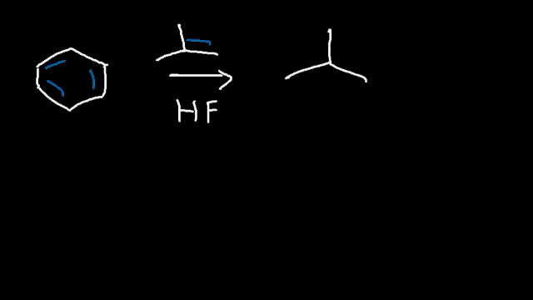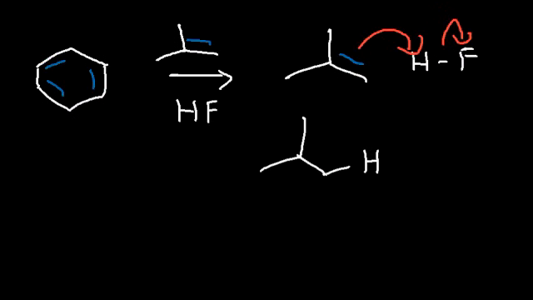So first, the alkene reacts with HF. The double bond attacks the hydrogen, expels the fluoride ion. So as the hydrogen is added to the less substituted carbon, that is the primary one, we're going to have a tertiary carbocation. And the fluoride at this point is somewhere in the solution. Now the benzene ring is going to react with the tertiary carbocation, as it always reacts with it.